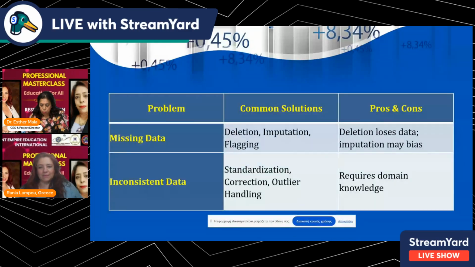So for missing data, the common solutions are deletion, imputation, and flagging. And for inconsistent data, the common solutions are standardization, correction, and outlier handling. So what are the final tips? We always need to explore the data first to understand missingness patterns. Then choose methods based on data type, missingness mechanism, and project goals. After, we need to consider multiple imputation or predictive models for complex cases. Always be cautious about bias introduced during imputation.